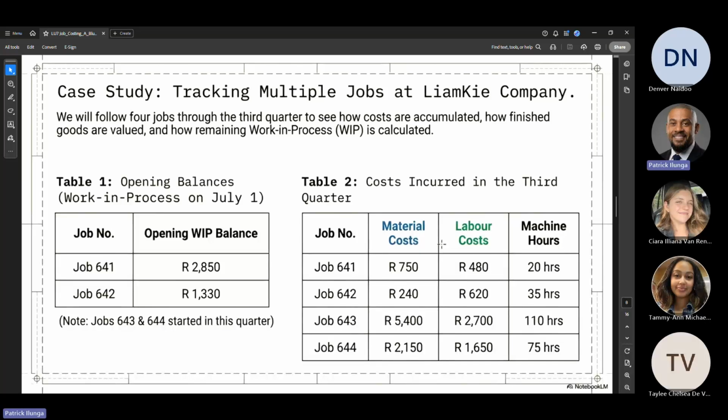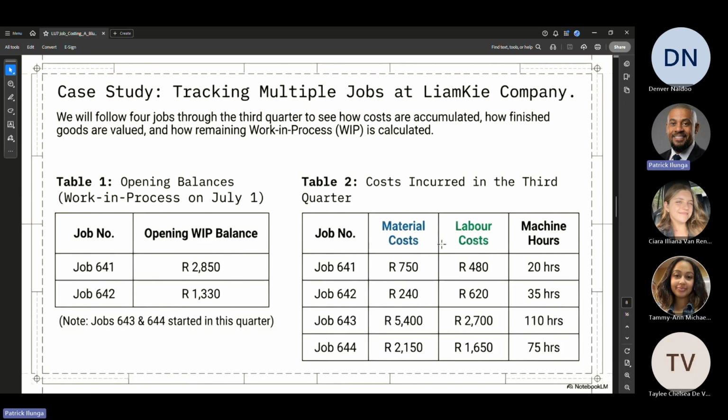company. So we follow 4 jobs through the 3rd quarter to see how costs are accumulated, how finished goods are valued, and how remaining work in process is calculated. Are you following now? The work in process somehow is always there. It's never disappearing, right? But what is important, again, they provided you with the opening balance.